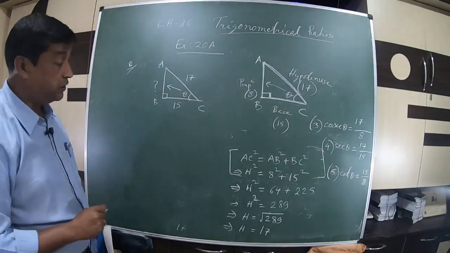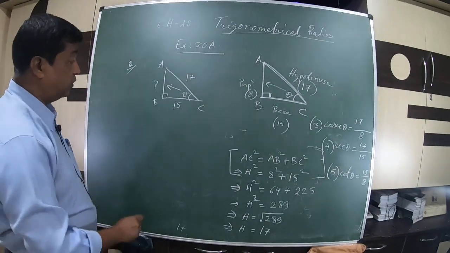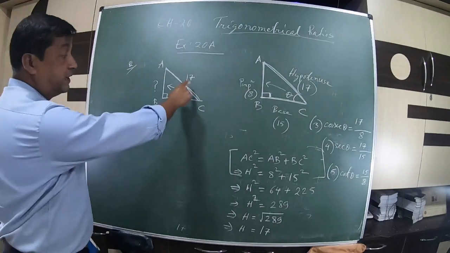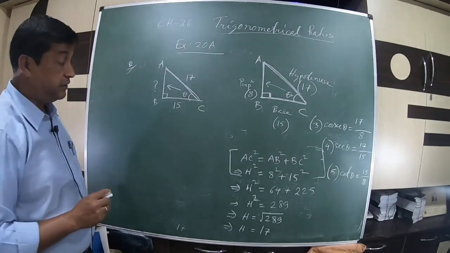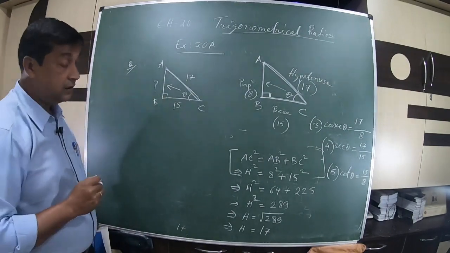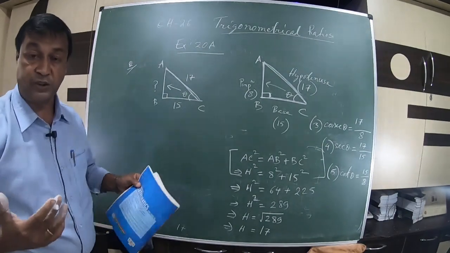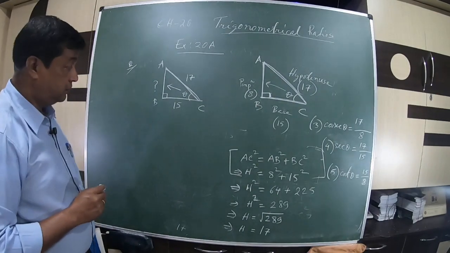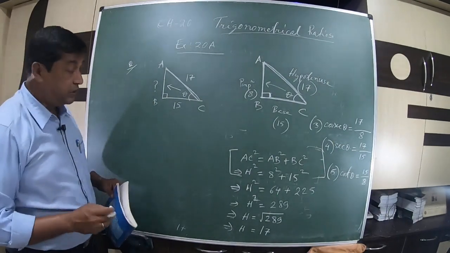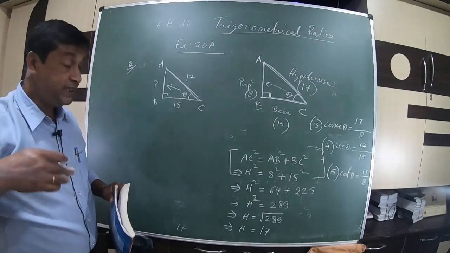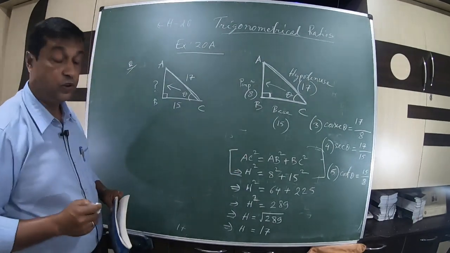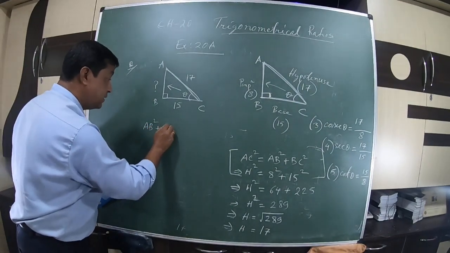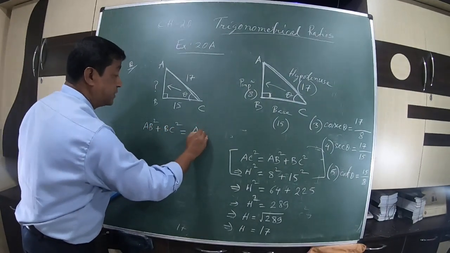This one I have already explained. The longest side is the hypotenuse. Then the base is 15. Suppose this is given, just a simple question. Now how to find AB, the perpendicular? To find the unknown side, always go for the Pythagoras theorem. What is the Pythagoras theorem? AB square plus BC square equals AC square. This is the Pythagoras theorem.